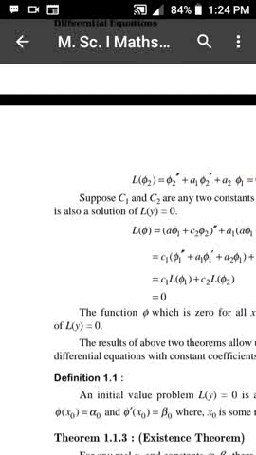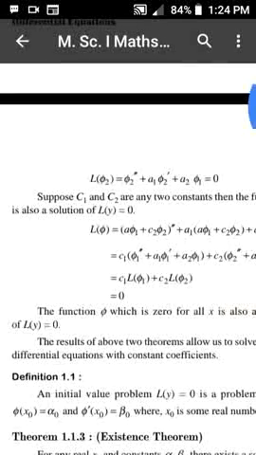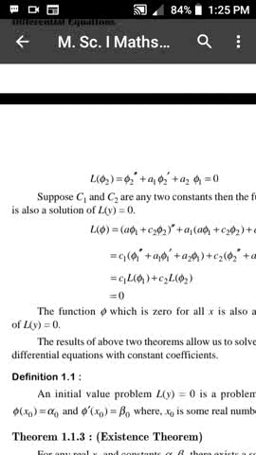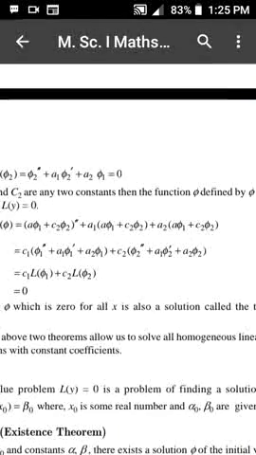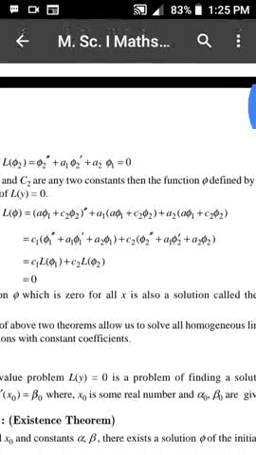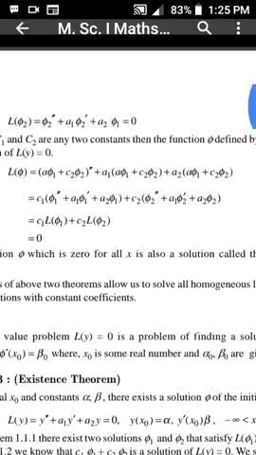Therefore, L of phi is equal to C1 phi 1 plus C2 phi 2 double dash plus A1 C1 phi 1 plus C2 phi 2 dash plus A2 C1 phi 1 plus C2 phi 2, which is equal to C1 phi 1 double dash plus A1 phi 1 dash plus A2 phi 1, plus C2 phi 2 double dash plus A1 phi 2 dash plus A2 phi 2, is equal to C1 L of phi 1 plus C2 L of phi 2, which is equal to 0.